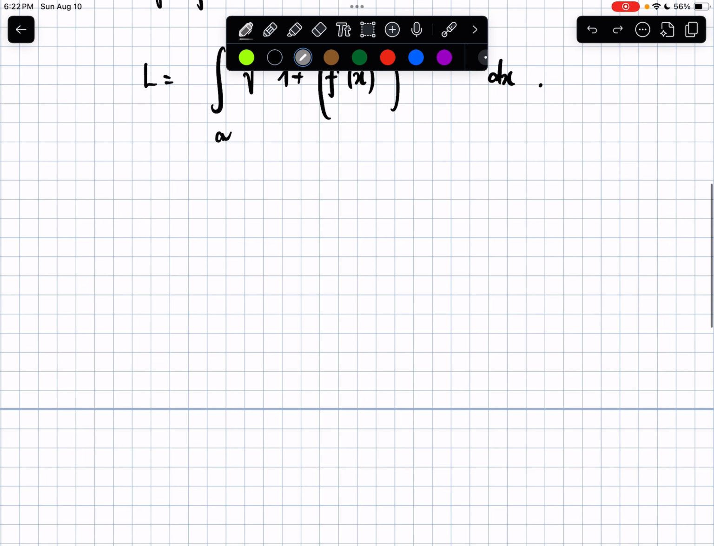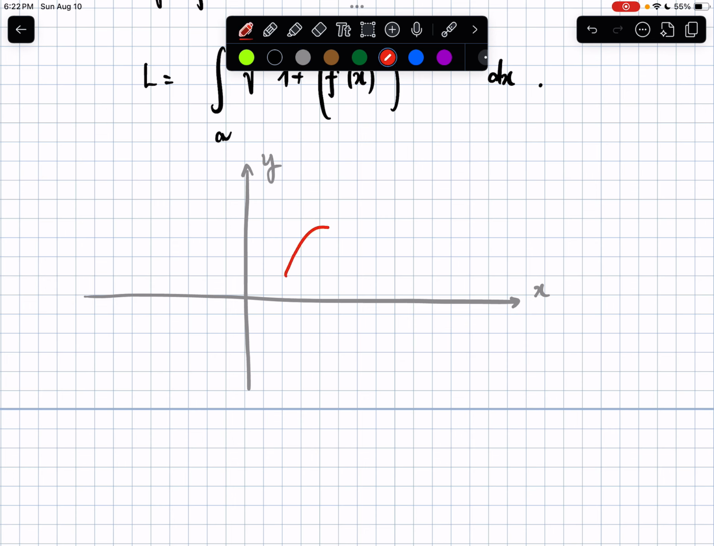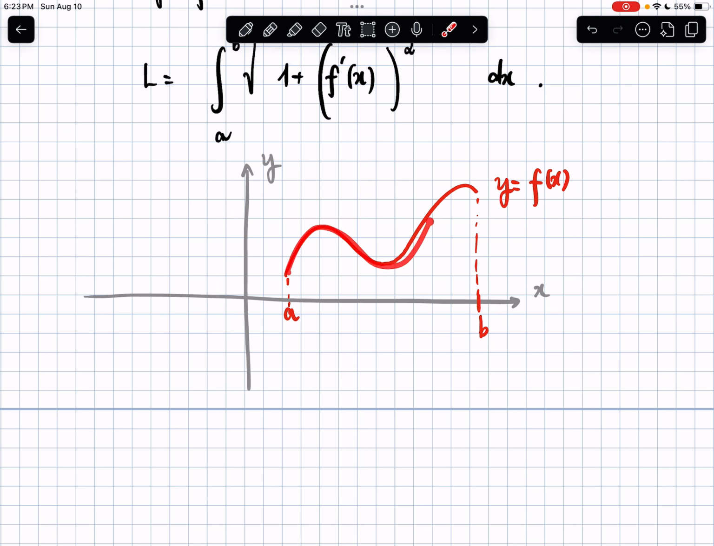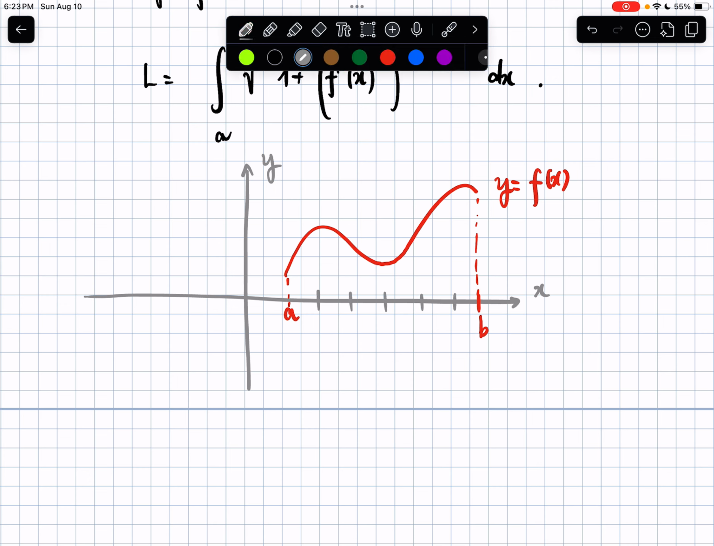So let's look at the graph here. x, y. We have y equal to f of x, where x goes from a to b. We want to compute the length of this arc or this curve. As we have done before, we create a partition of the segment a and b, each of width delta x, and we look.